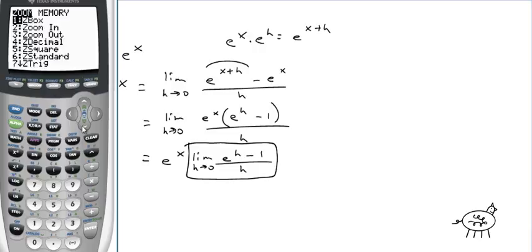I'll do window, and I'll change my window because I want to know what's going on at 0. I'll set x min to negative 0.1 and x max to 0.1. So I want to know what's going on at x equal to 0. We'll graph it now. That's kind of interesting. It looks like it's approaching 1, but again, it's not at 1 when x is equal to 0, but it looks like it's getting close to 1.